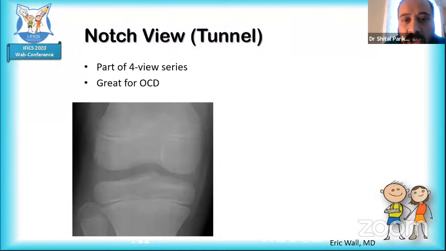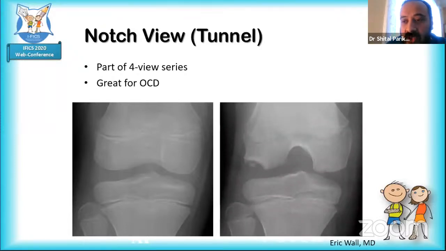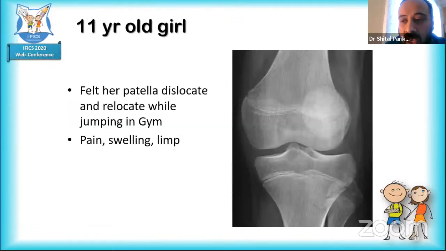One thing I would just bring to attention is that the notch view is something you always want to get on patients who you suspect have osteochondral injuries. You can see the AP view doesn't show it, but when you do a notch view here, you can see it. This was a patient who was referred, my partner's patient, but just to make sure everyone understands that the notch is really important if you want to look at the posterior side, especially for OCDs. I think we need to make sure we don't just get AP and lateral views.